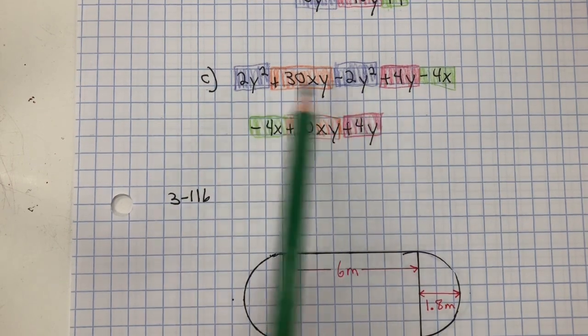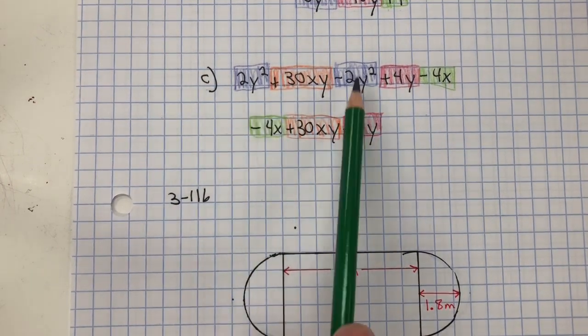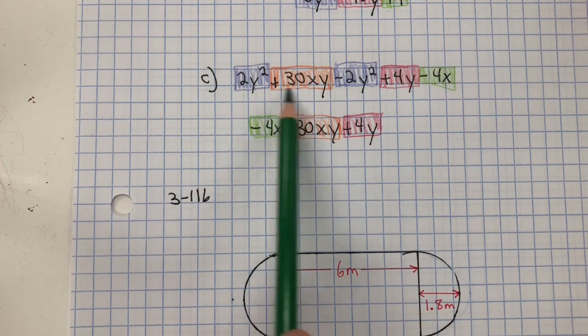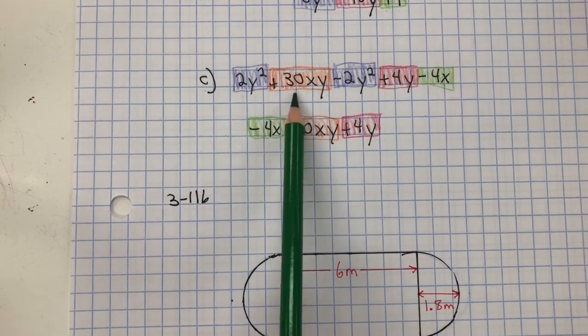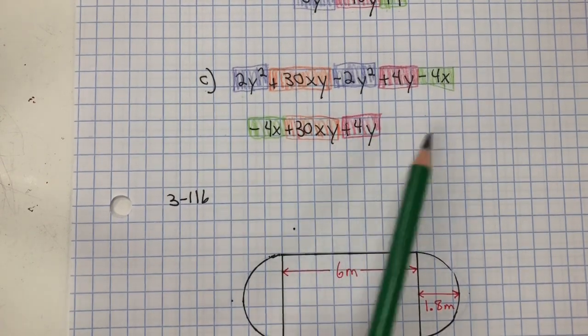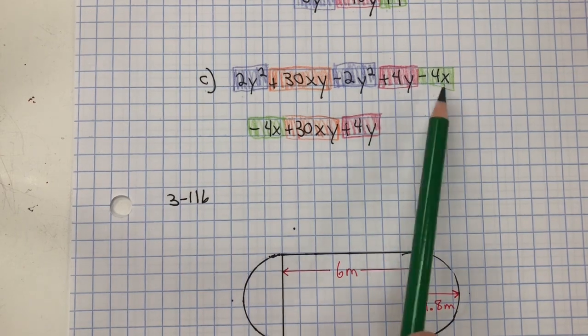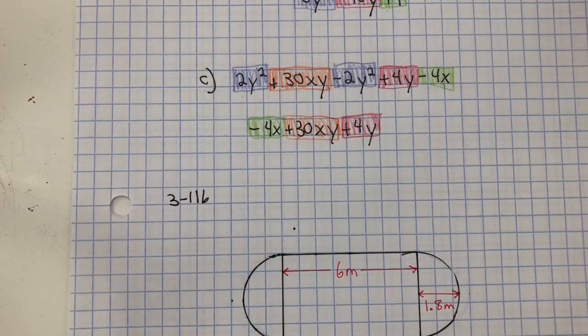These 2 terms create a 0 pair, so they cancel each other out. This term's by itself, no other like terms, so we have 30xy. This term's by itself, and this term's also by itself.